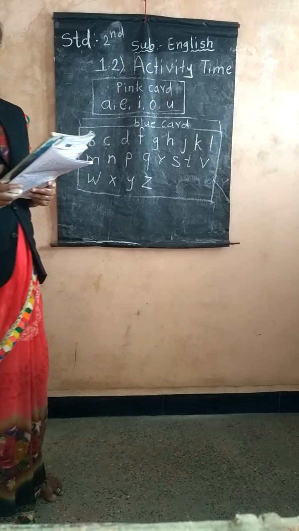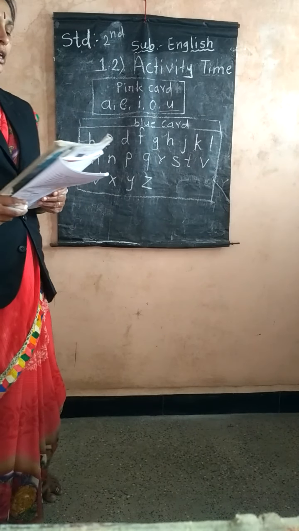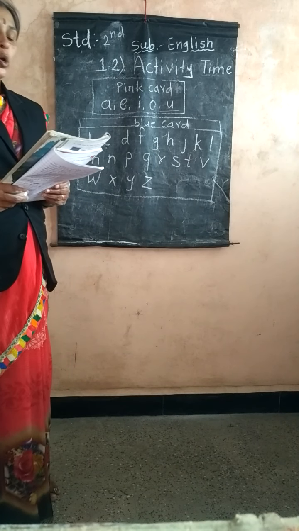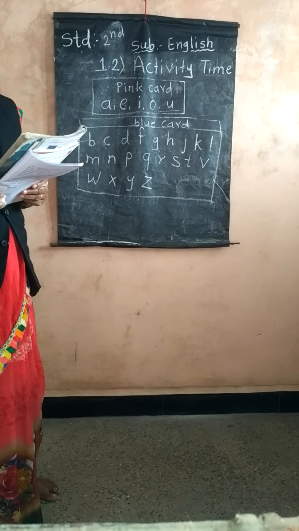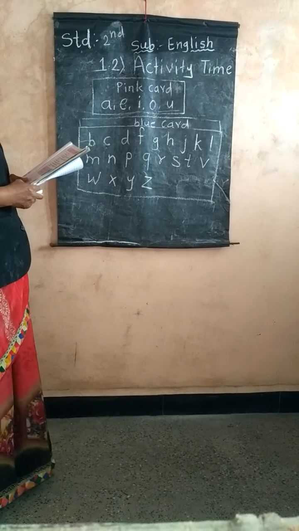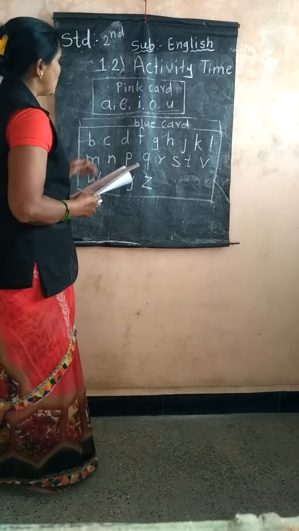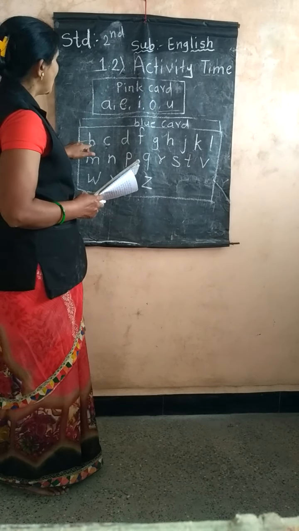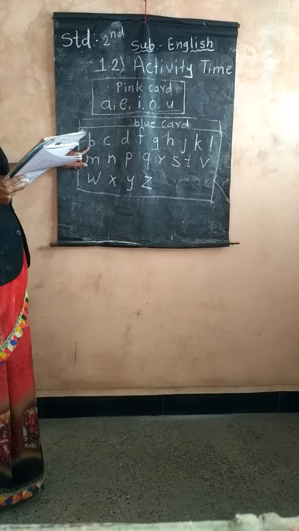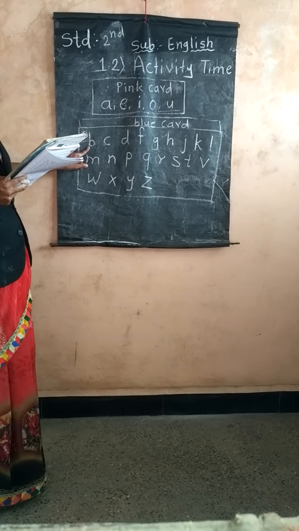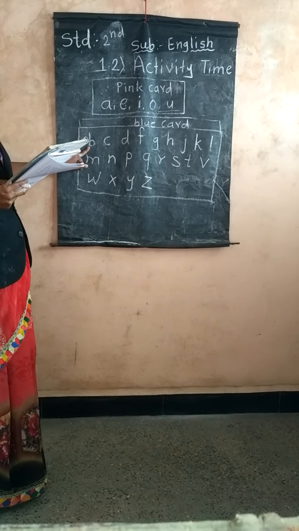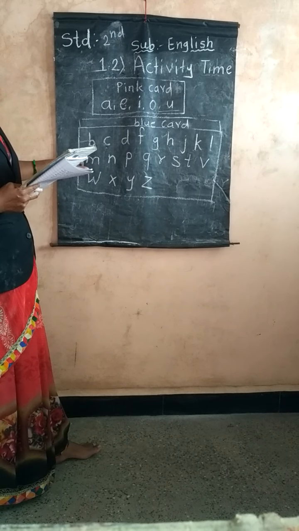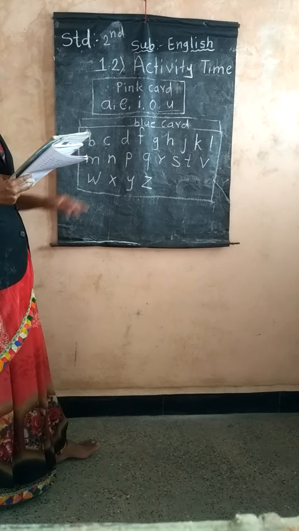Okay, now listen. Which game do we play here? You and your friend will play one game. First, close your eyes. Now one of you put your finger on any letter on the blue card. Here is the blue card. I keep my finger here. Which letter? B. Now your partner will put the finger on any letter on the pink card. Which letter? A. Open your eyes.